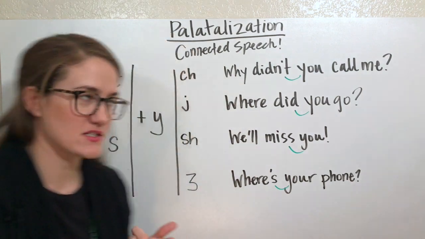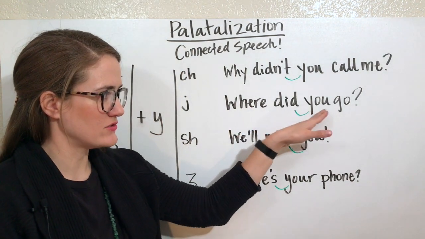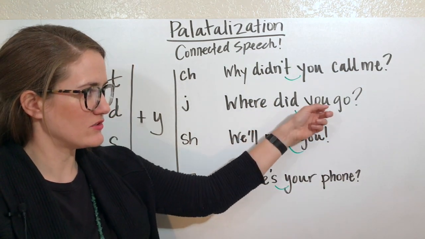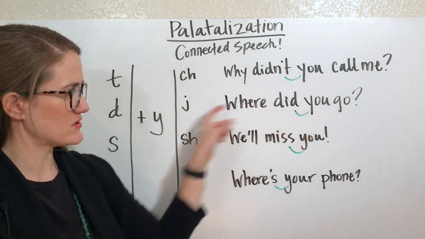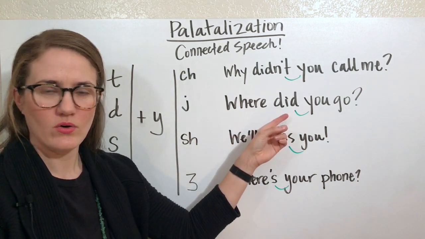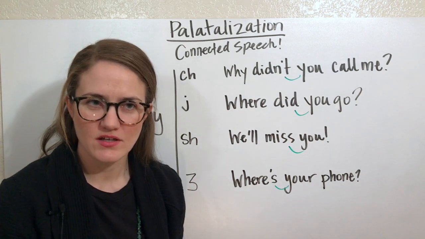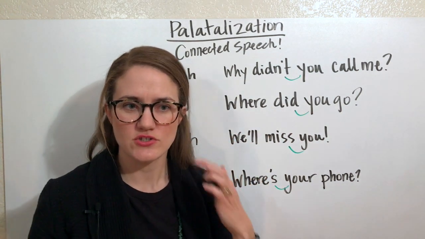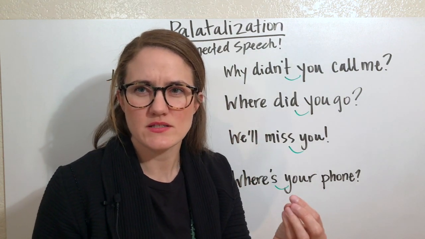So let's look at the next one. We've got a D. We've got, where did you go? Okay, so English teacher voice, where did you go? Okay, but this sound here is going to turn into a kind of a J, right? Where did you go? So did you turns into did ya? Where did you go?